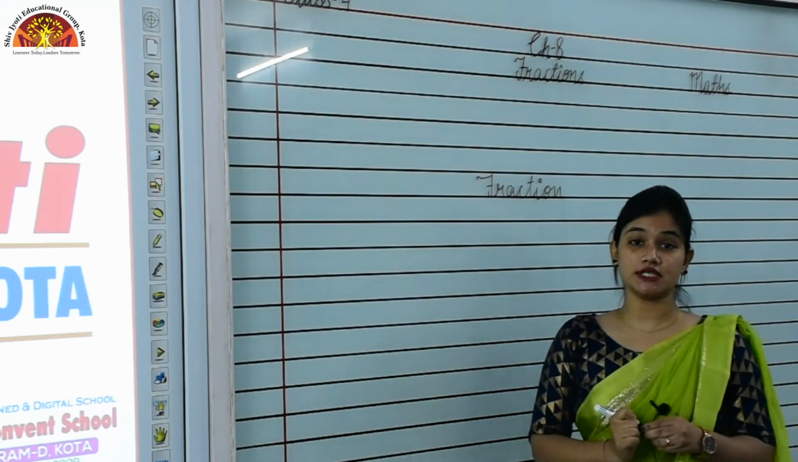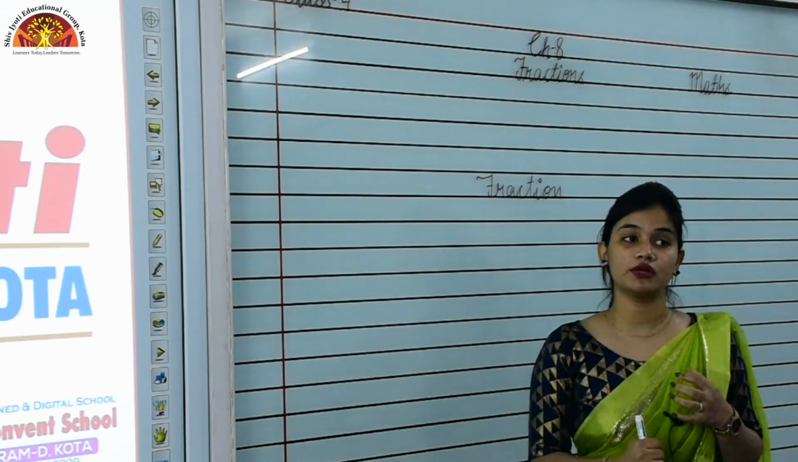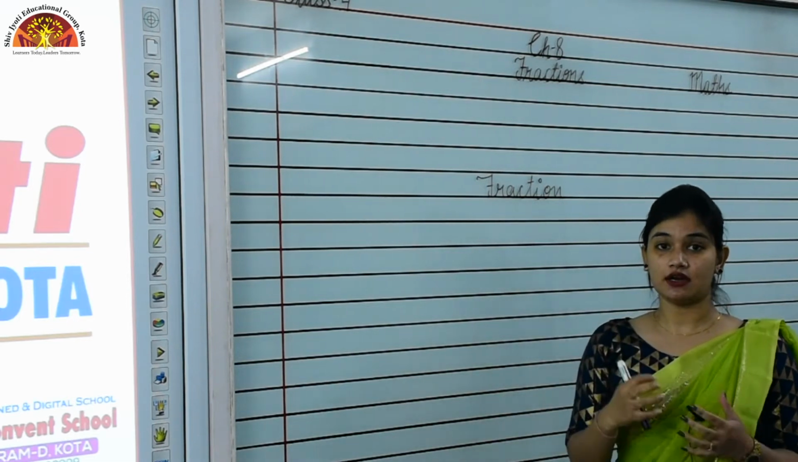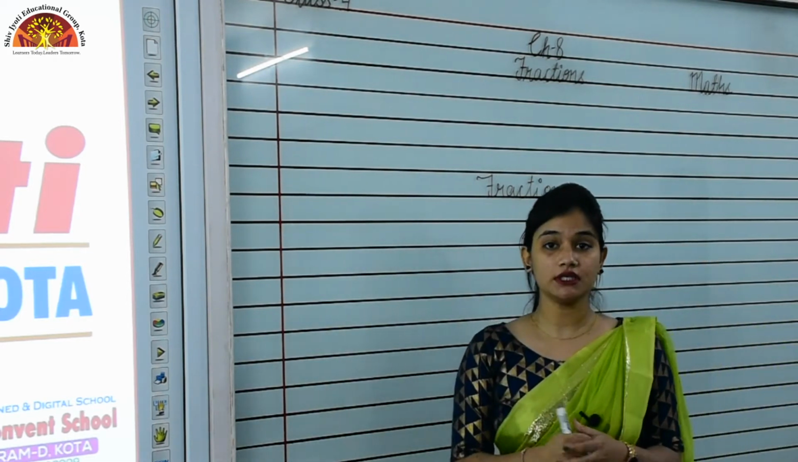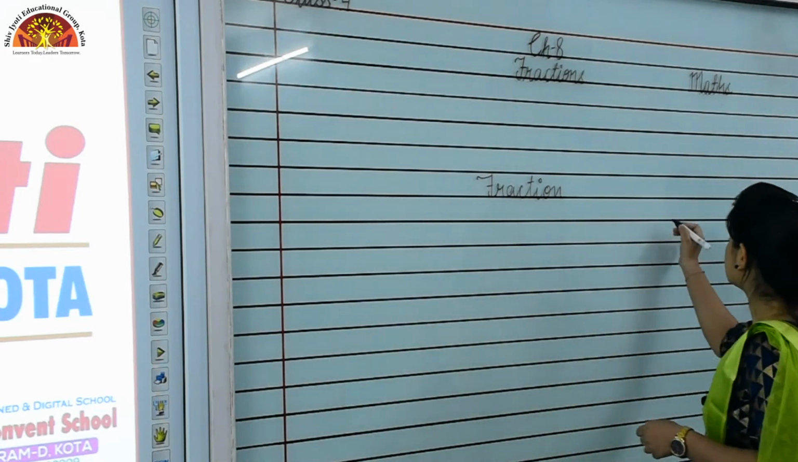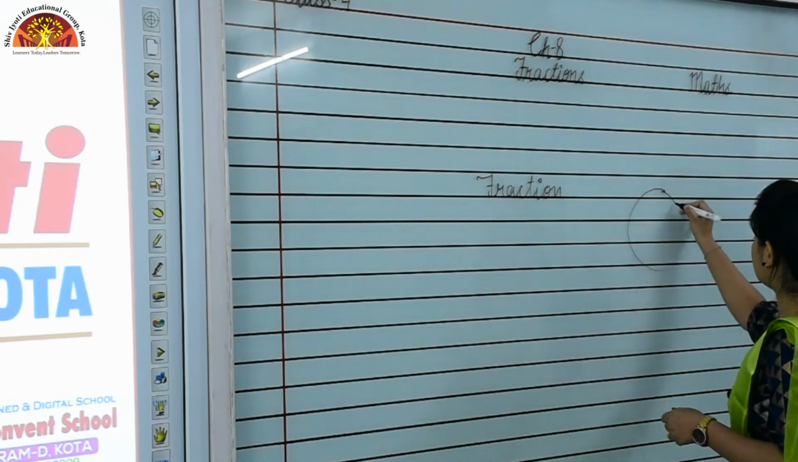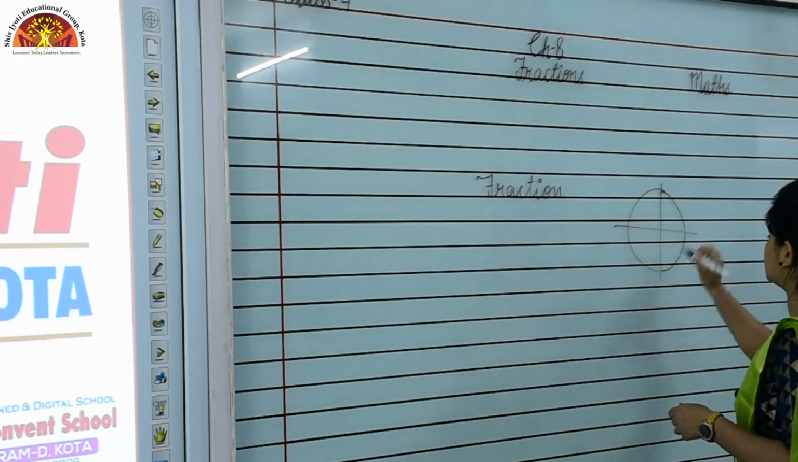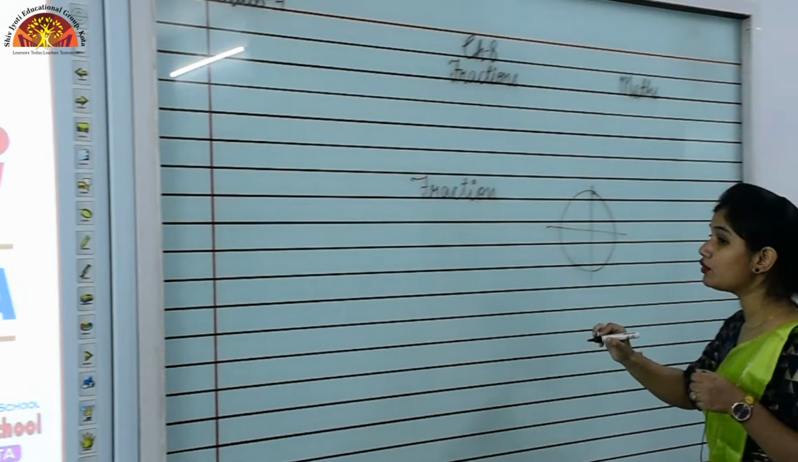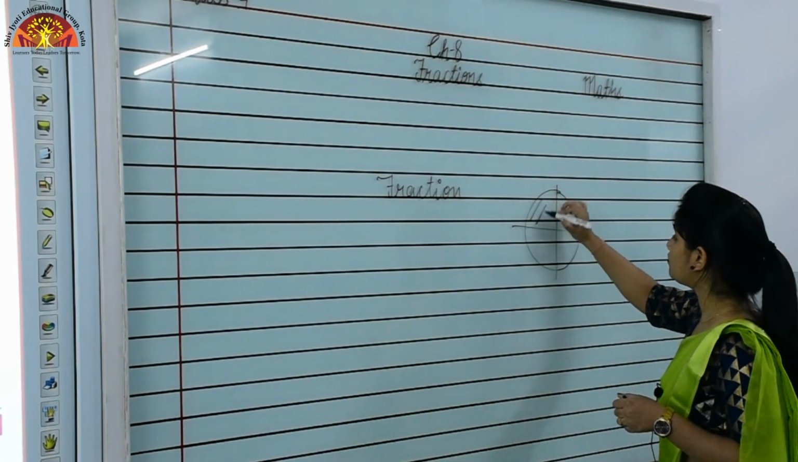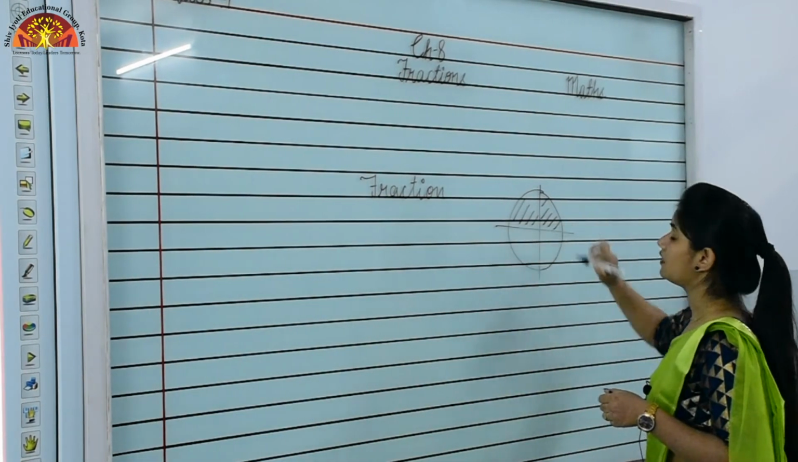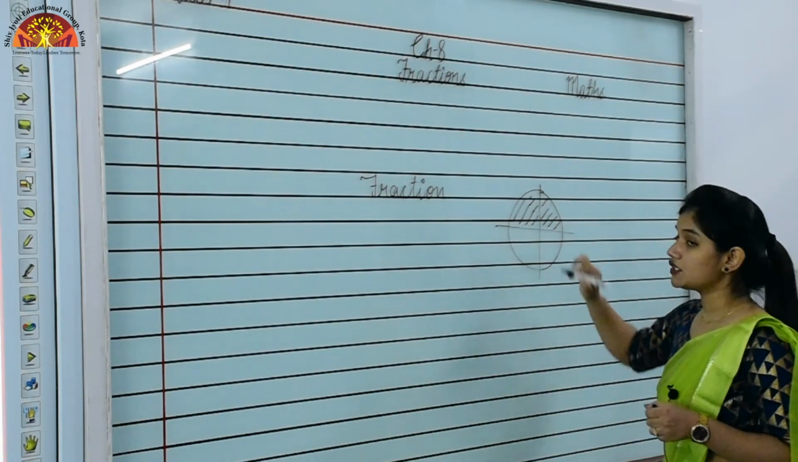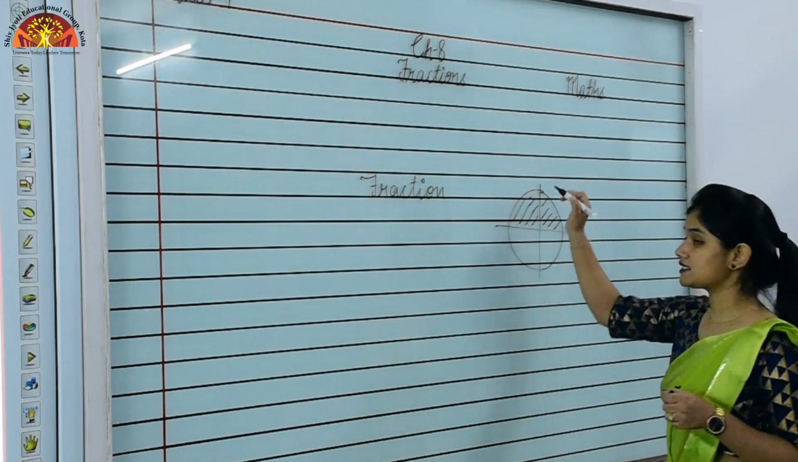Students, fraction is a part of a whole or a collection. What is fraction? What did I say? Fraction is a part of a whole or a collection. Right? Suppose I have a circle and in this circle I have 4 parts. How many parts do I have? I have 4 parts. And 2 parts are shaded. How many parts are shaded in this circle? 2 parts are shaded and the total number of parts is 4.